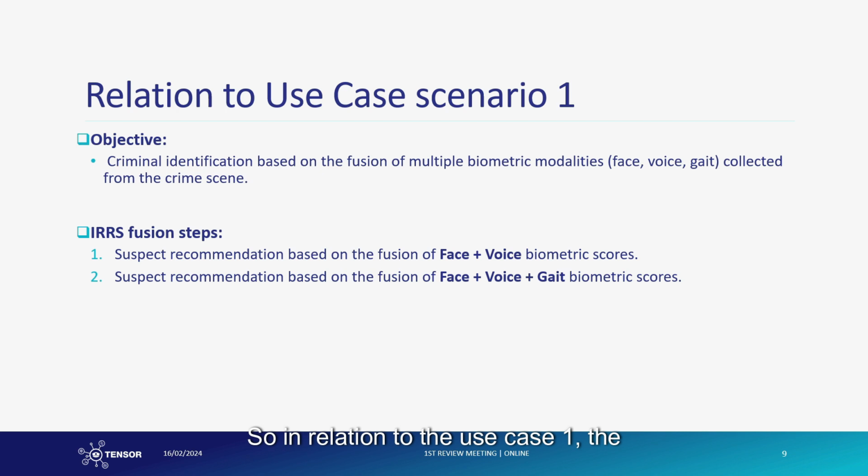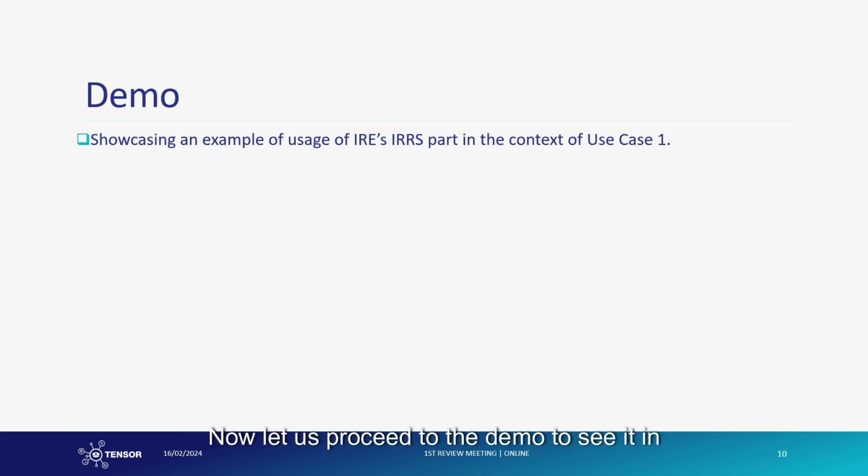So in relation to use case 1, the objective is to identify criminals based on the fusion of multiple biometric modalities collected from the crime scene. The two fusion steps that IRRS achieves are, first, the recommendation of suspects based on the fusion of two biometric modalities, face and voice. And the second step is the fusion, and therefore the recommendation, based on three biometric modalities: face, voice, and gait. Now let us proceed to the demo to see it first hand.